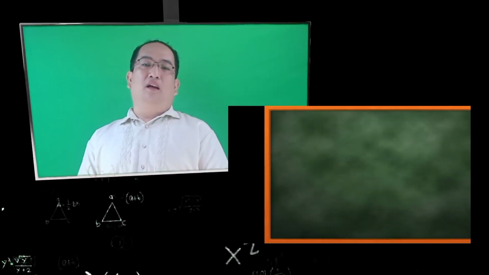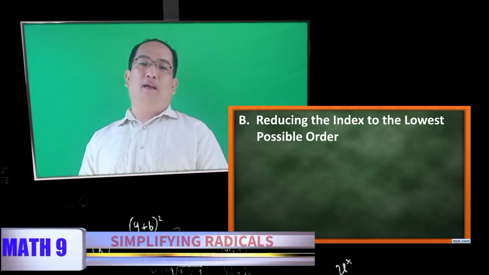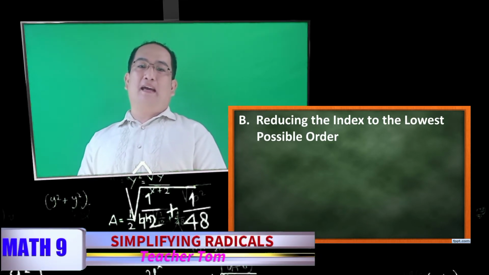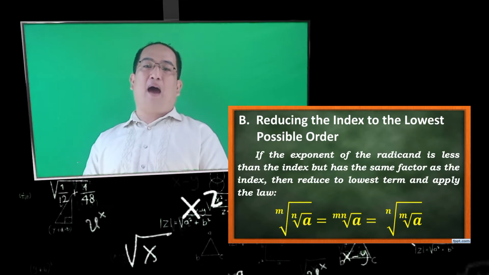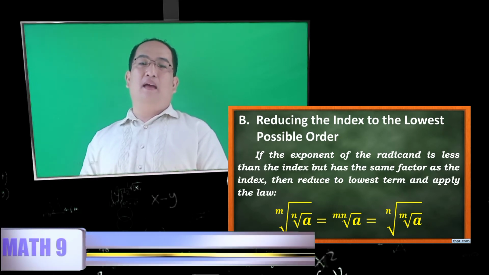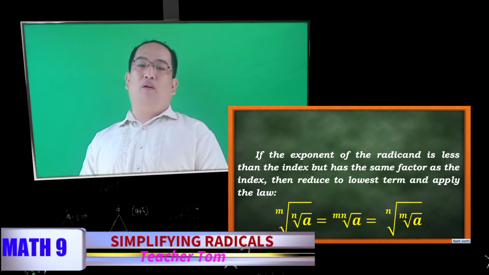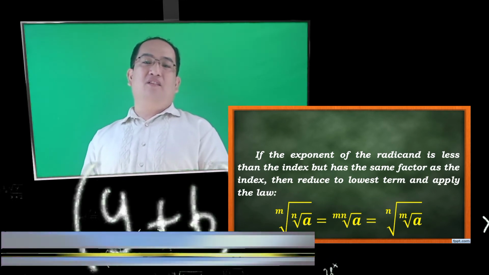Moving on, reducing the index to the lowest possible order. Now, if the exponent of the radicand is less than the index but has the same factor as the index, then reduce to the lowest term and apply law number 4. Let's study the illustrative examples.